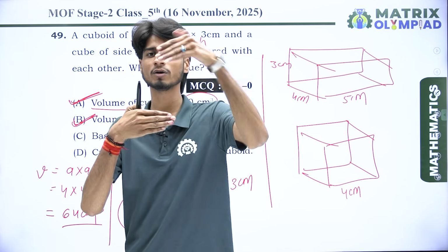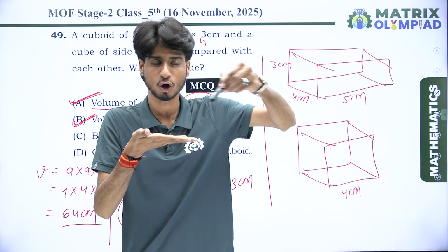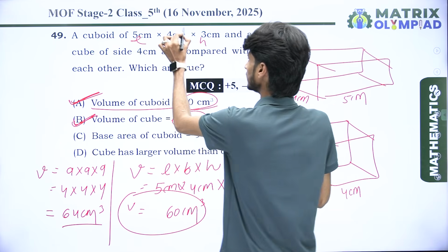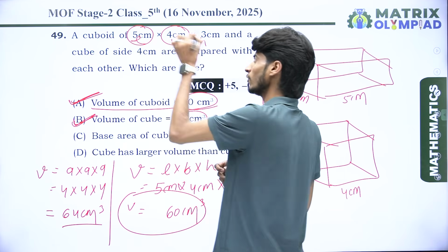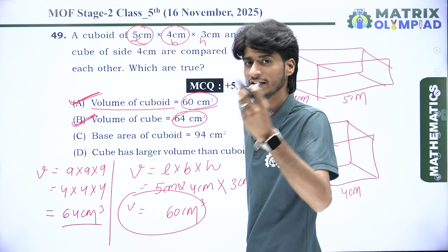1, 2, 3, 4, 5, 6. Yes or no? The base area is made by the length and breadth. You can see here the length and breadth are 5 and 4. So how to calculate the area for the base of the cuboid?